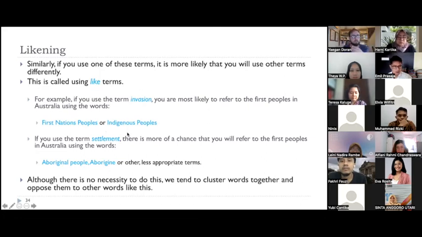I should say in Australia, probably the default term is settlement. So if you don't have any reason to do otherwise, people say settlement. But more recently, invasion has become more widely used. But this is the more marked term. It's the one that you consciously think to use. I'll just flag that. Settlement doesn't necessarily mean that you'll use inappropriate forms. It just means that you won't necessarily think to use the most politically correct forms of other words. Although it's not necessary that you have to use them like this, we often cluster these words together and you can get lots of different lists of words.